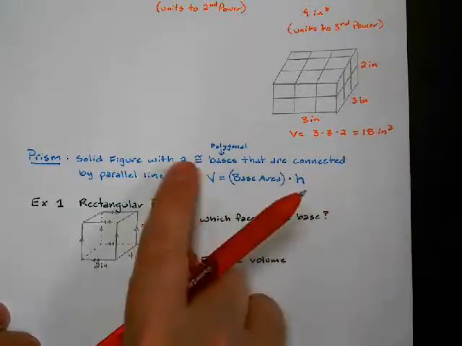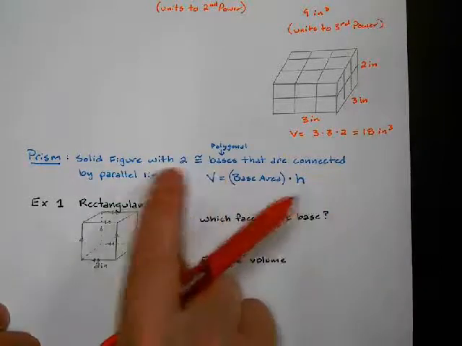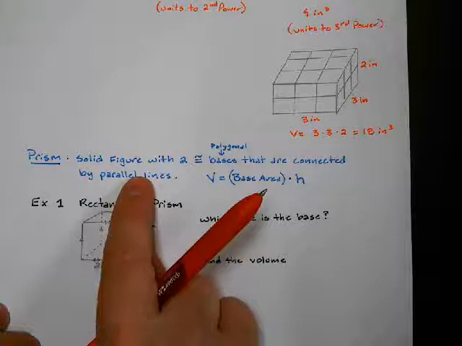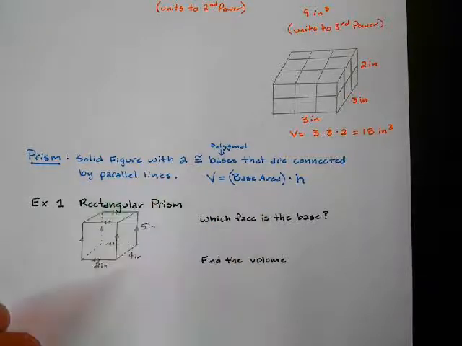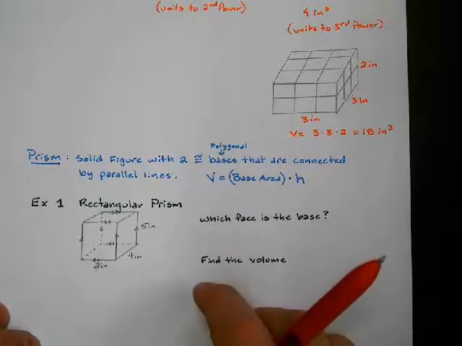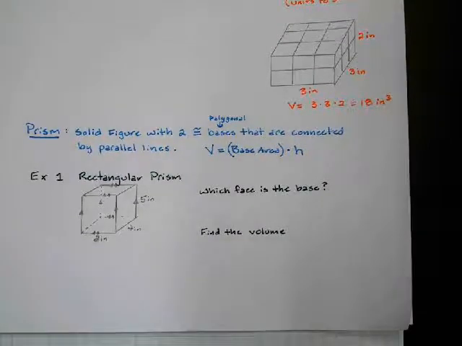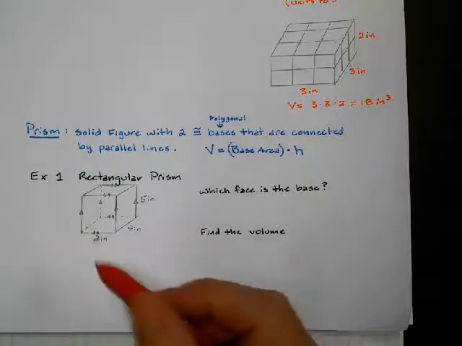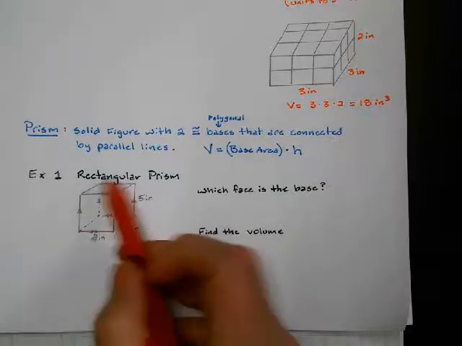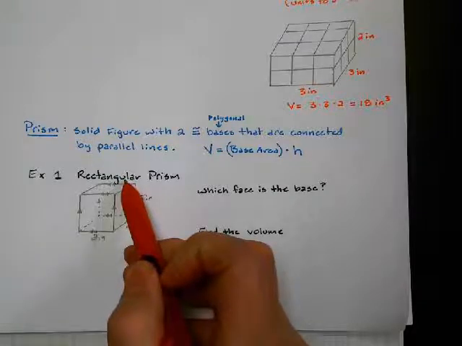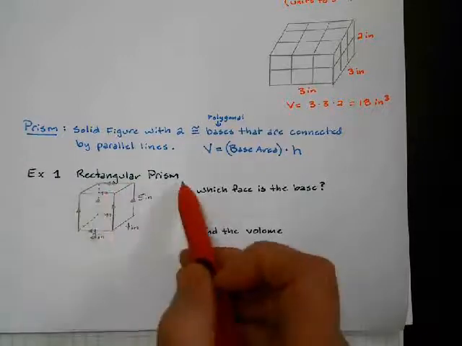And the 2 bases are going to be parallel to each other. So they're going to kind of be floating above each other, connected by parallel lines. So example number 1, we've got a rectangular prism. Whenever we have a prism, it's usually going to have 2 names with it. The first name is the shape of its base. So here we know that our base is a rectangle. So that's why it's called a rectangular prism.